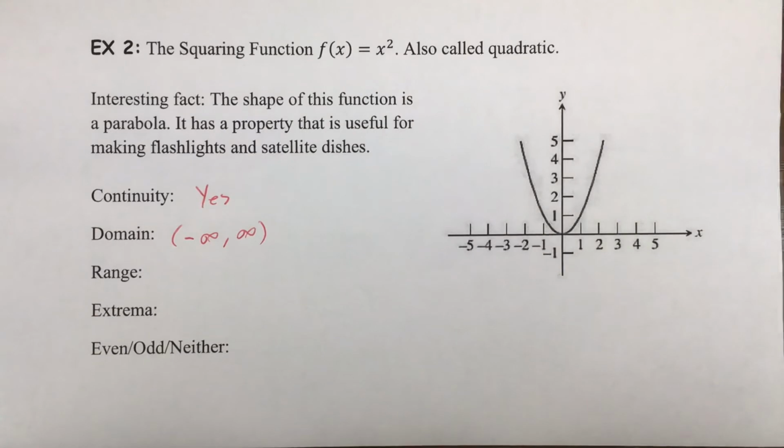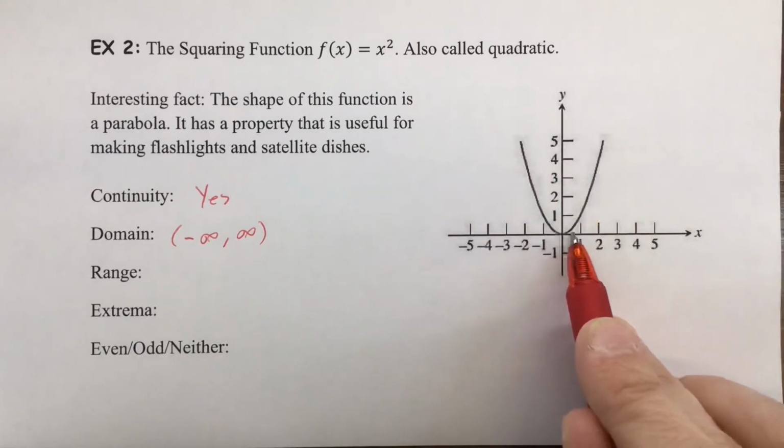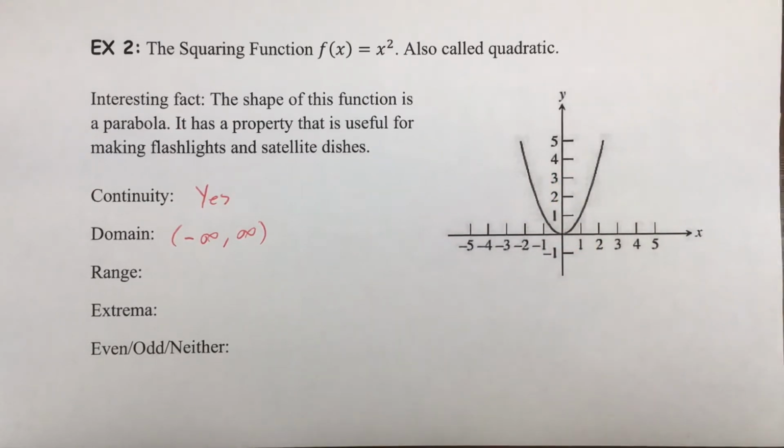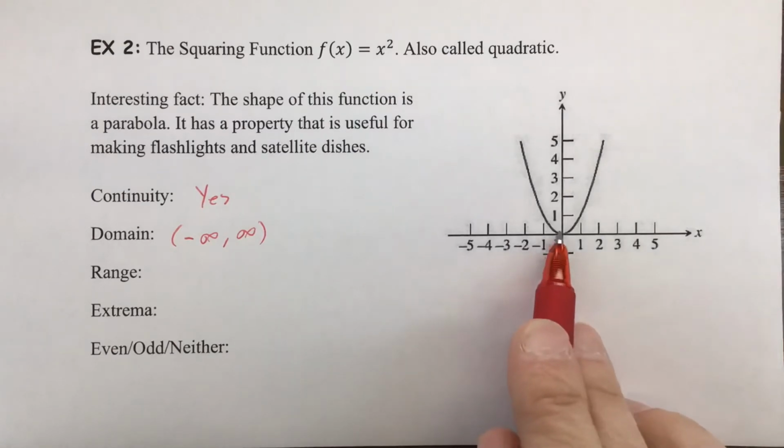Okay, negative infinity to infinity. The range is not going to be all real numbers. The shape of this graph has a vertex at the origin. So the graph will extend upward forever. It is not bounded above, but it is bounded below at the x-axis, or at 0.